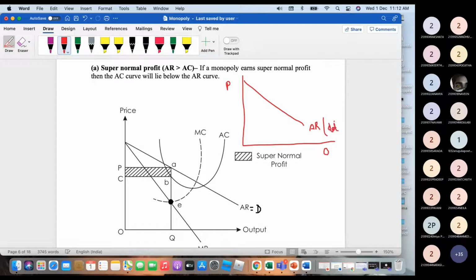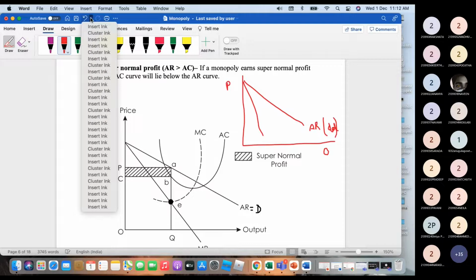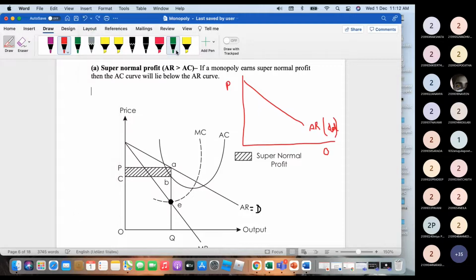Just spare me this bad handwriting. And then you will draw the MR curve. Oh, this did not come out right. A little tilted, but it has come. This is your MR. Have you drawn the AR-MR curve, students? Both are downward sloping. Yes, ma'am.